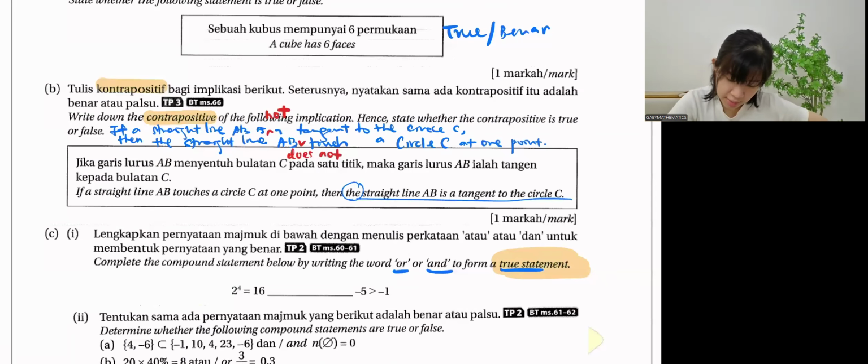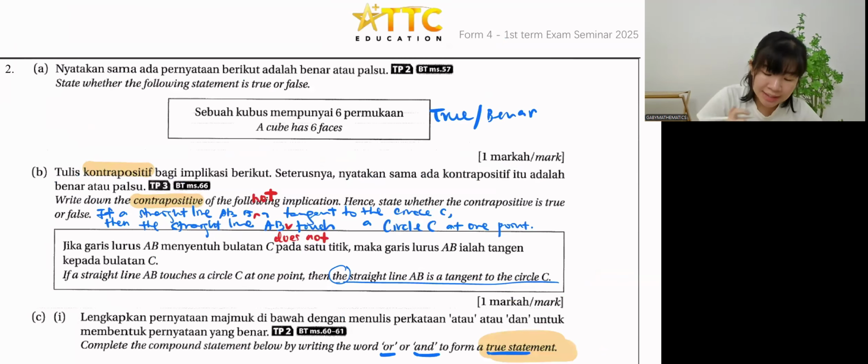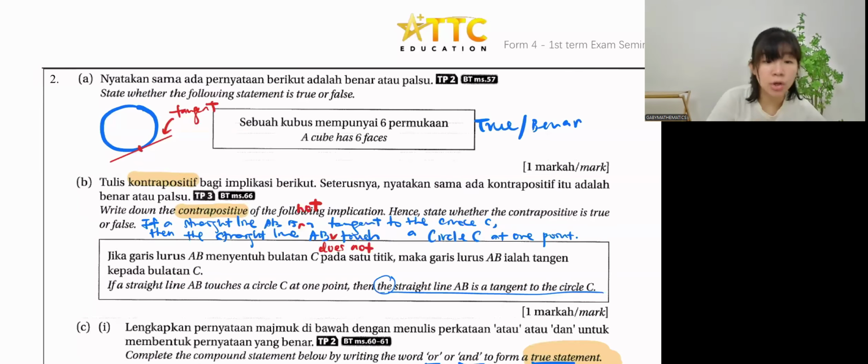This one, the contrapositive. If a straight line is not a tangent of a circle, then the straight line does not touch the circle at one point. This sentence got problem or not? What is tangent again? Do you remember now? In Form 3, you learn that in a circle, a straight line that touches the circle at one point, only one point, this line is called a tangent.